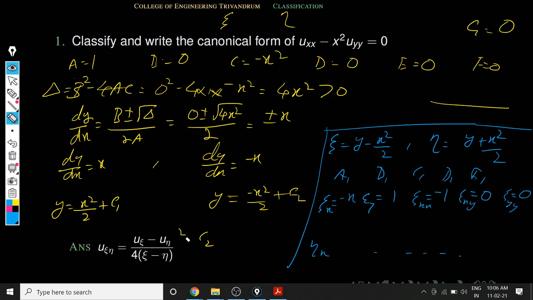This is the final answer. After simplification, you get it like this. I think after simplification, one term x square is there. You can convert x square using this expression. If you take psi minus eta or eta minus psi, you get x square in terms of psi and eta, then substitute. That's all. Simple. If any doubt, then please ask me.